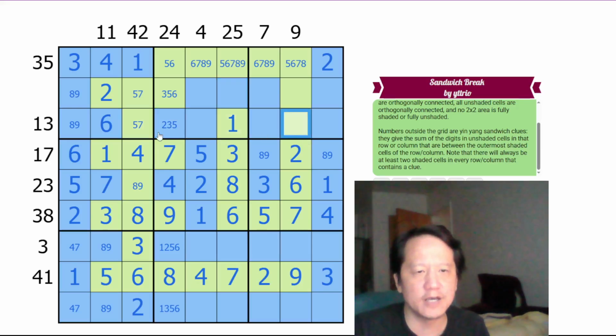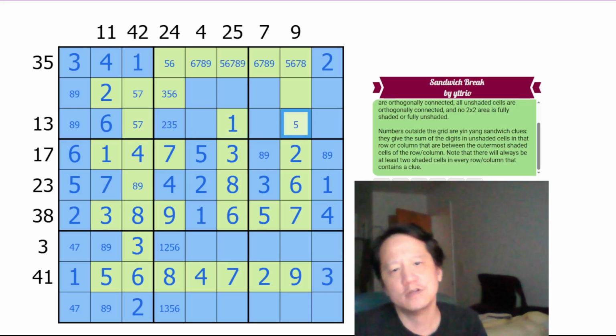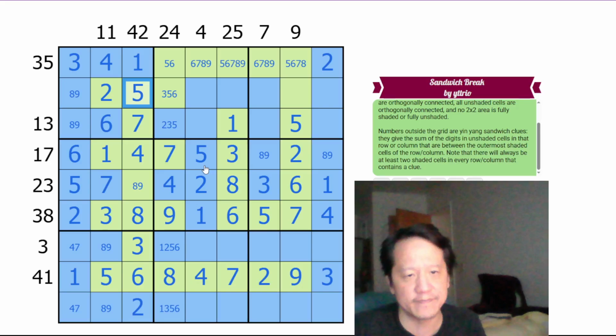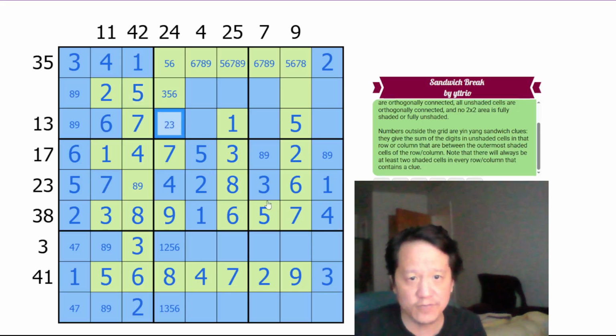These 3 must add up to 13, so these 2 must add up to 12, because 13 minus 1 is 12. So this is 1, 5, and 7. This can't be 7 because of 7 in the column, so it's 5, which makes that 7, which makes that 5. That eliminates 5 here.